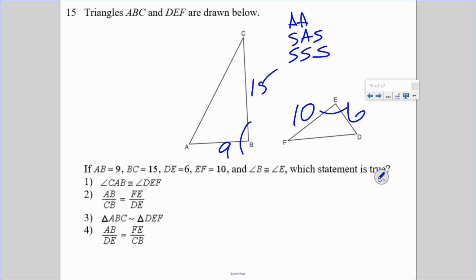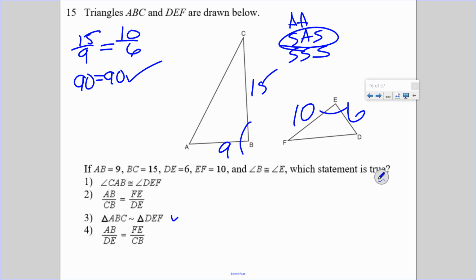Now this isn't proving triangles congruent. This S means they're in proportion. So I see SAS if they're in proportion. Are they in proportion? Let's find out. 15 over 9 would have to be equal to 10 over 6. 90 equals 90. Yes, they're in proportion. This is SAS. They are similar.